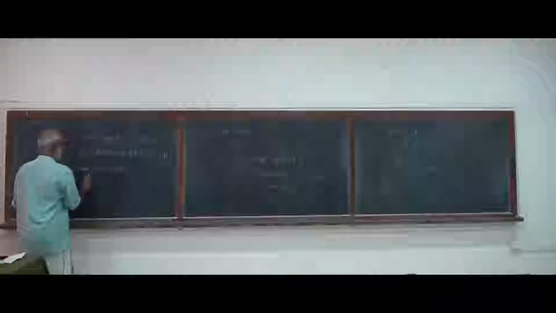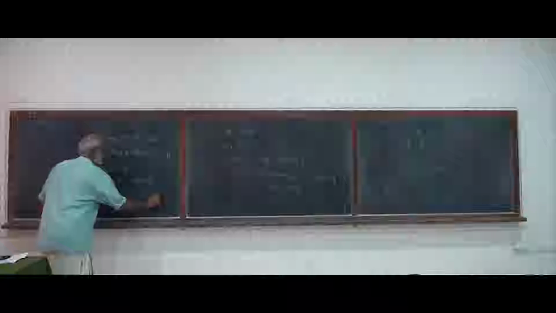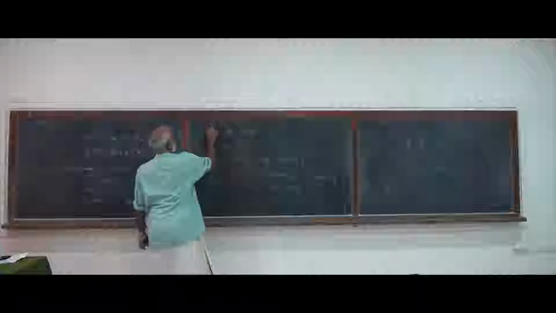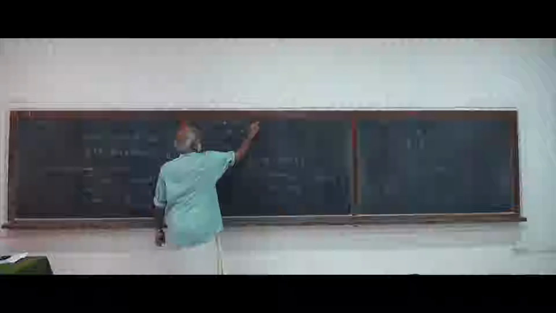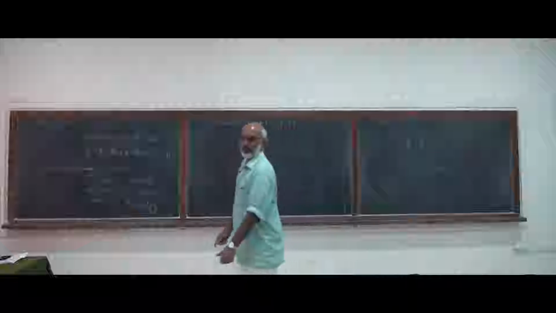x belongs to f inverse of A union B if and only if f(x) belongs to A union B. This happens if and only if f(x) is an element of A or f(x) is an element of B, and f(x) is an element of A if and only if x is an element of f inverse of A, and f(x) is an element of B if and only if x is an element of f inverse of B. This happens if and only if x belongs to f inverse of A union f inverse of B. That means f inverse of A union B is equal to f inverse of A union f inverse of B for every subset A and B of Y. So the inverse image of a union is the union of the inverse images.